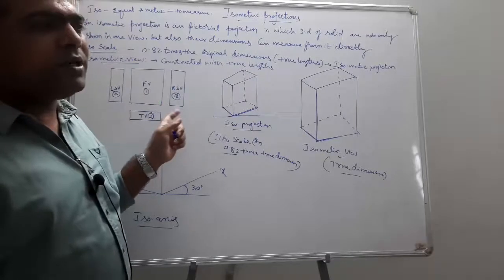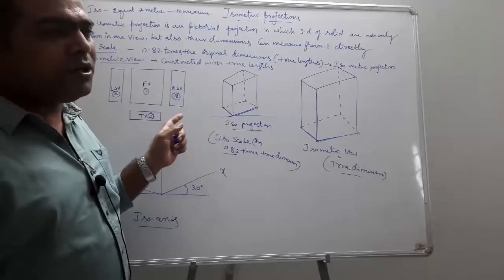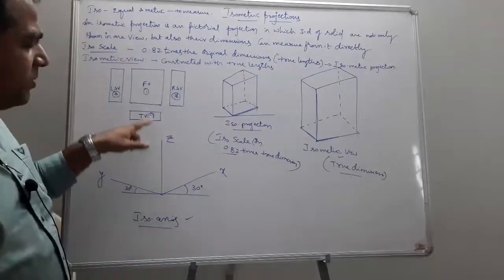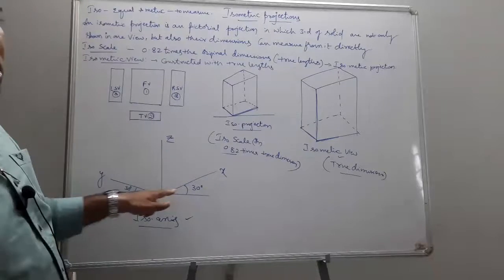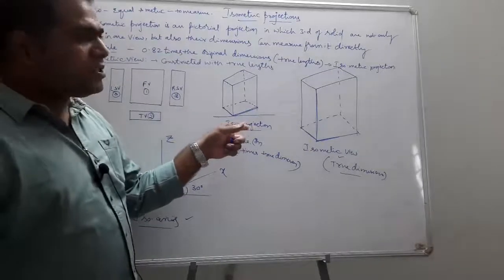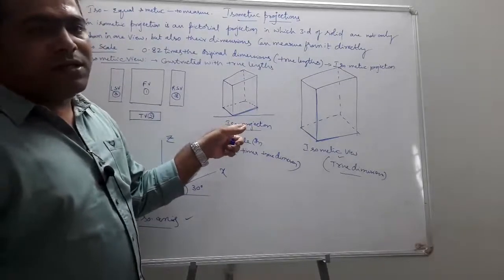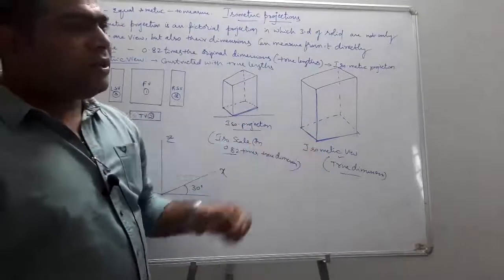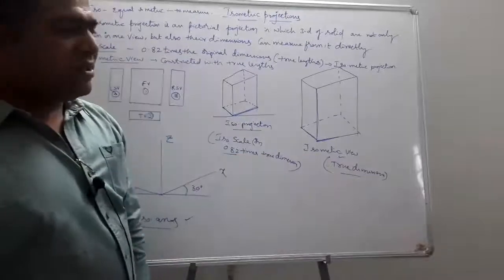So these isometric projections are going to be drawn with the help of axes. The x and y axes are tilted at an angle of 30 degrees with the horizontal, and z is perpendicular to the horizontal. Okay, so isometric projection is drawn with a scale of 0.82 times the true length, while isometric view is drawn with the true dimensions. Okay.